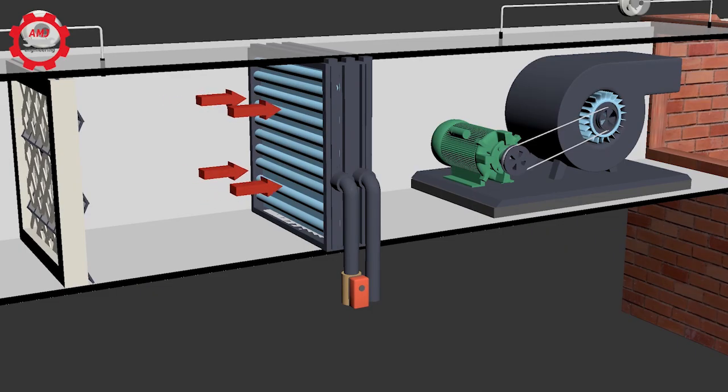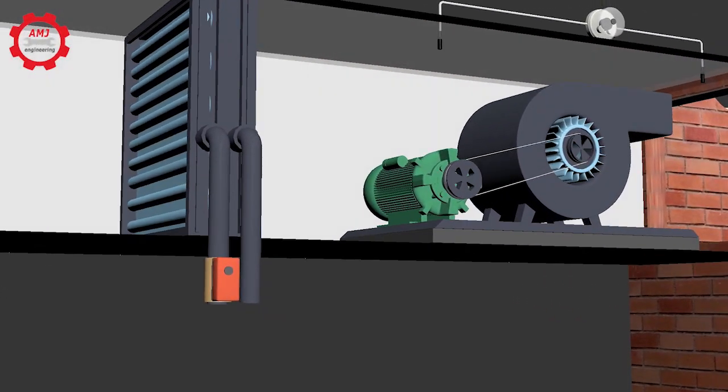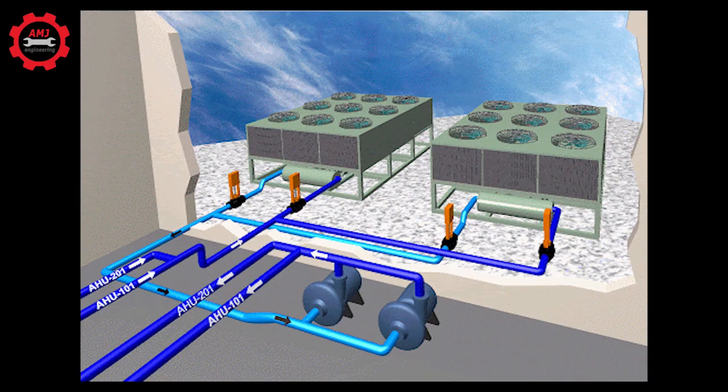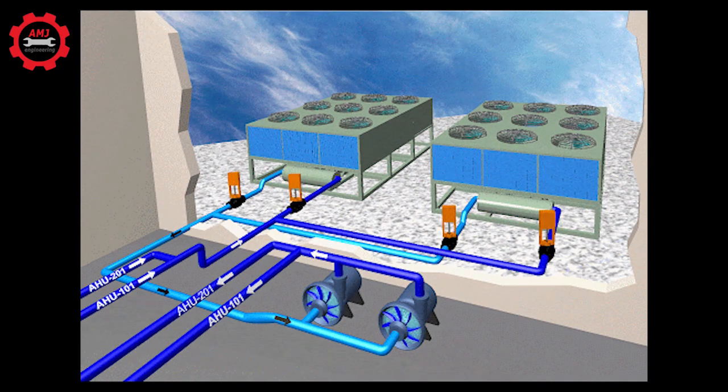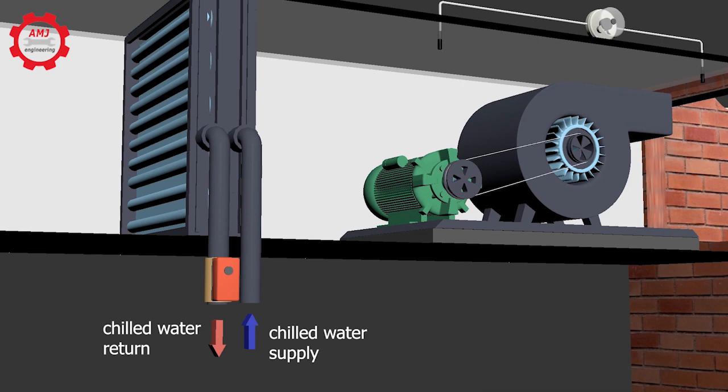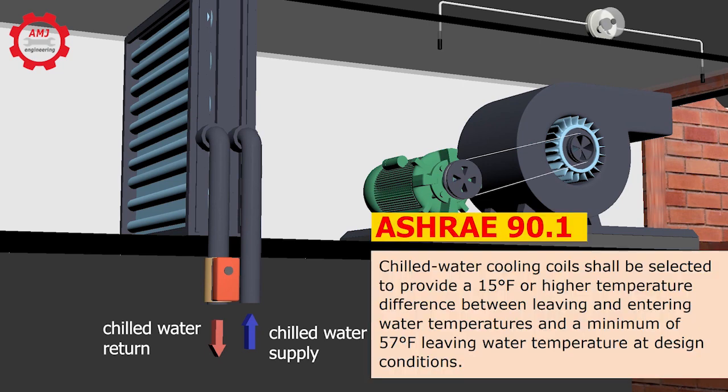Filtered air moves forward toward the coil. Air moves through the fins, and chilled water moves through the tubes. The coil receives the chilled water either from an air-cooled chiller installed on the roof of the building or from a central plant. Beginning in its 2016 version, ASHRAE Standard 90.1 now requires chilled water cooling coils be designed for at least a 15 degrees Fahrenheit temperature difference between the leaving and entering water. And the leaving water temperature must be no colder than 57 degrees Fahrenheit at design conditions.